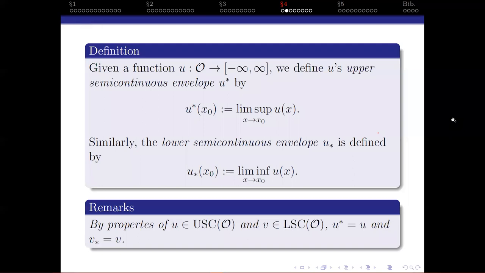And hopefully you all agree with me that it's pretty obvious that if I have a function which is already upper semi-continuous, and I take the upper semi-continuous envelope of it, then I should just get the function back again. And ditto for lower semi-continuous functions.